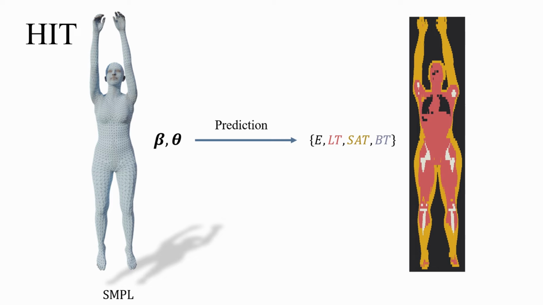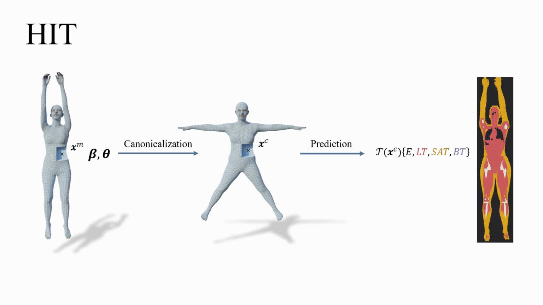Given a body shape, represented by the SMPL parameters beta and theta, we aim to predict the occupancy of the tissues inside using our implicit formulation. The tissue prediction depends both on the shape and pose of the subject, so we proceed in 2 steps. First, we unpose the data into a canonical space. Then, we learn to predict the occupancy of the tissues in this canonical space.